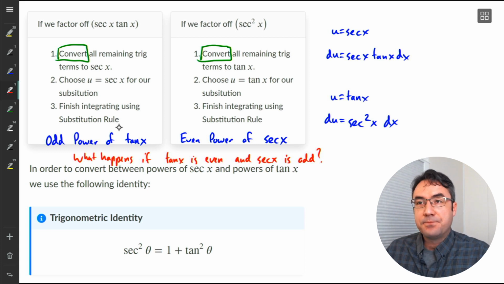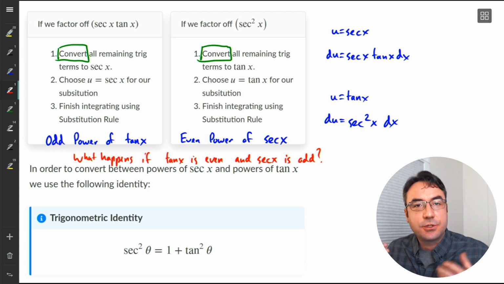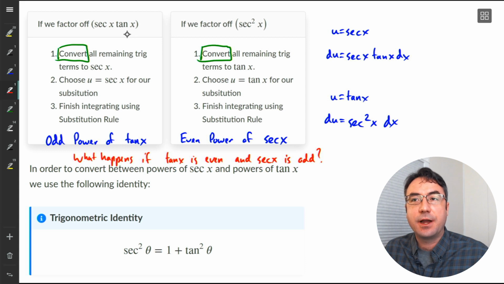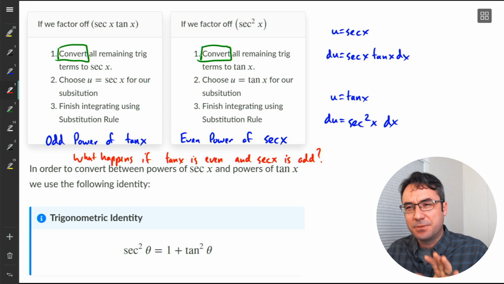So right now, these are our two main strategies. It's to try to do a substitution, and we start by factoring off a secant times tangent or a secant squared, and a lot of times these two methods are good enough. They'll help us finish the integration. But they don't cover all possible scenarios, and as we'll see next time, if tangent is even and secant is odd, it's not going to be such a definitive answer. So we're just going to have to look at a hodgepodge of techniques, but we'll see that next time.